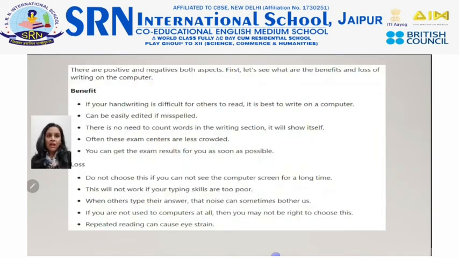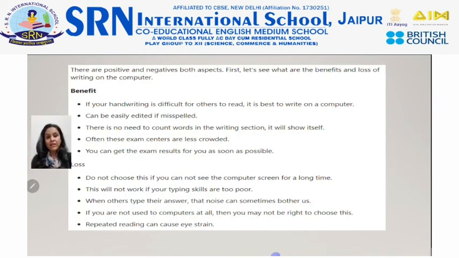Now in my last two slides, I will be discussing the positive and negative aspects of both the papers, whether you sit for the computer-based or the pen and paper. So let's see the benefits and loss of writing on the computer. First, let's see the benefits of appearing for the computer-based assessment.